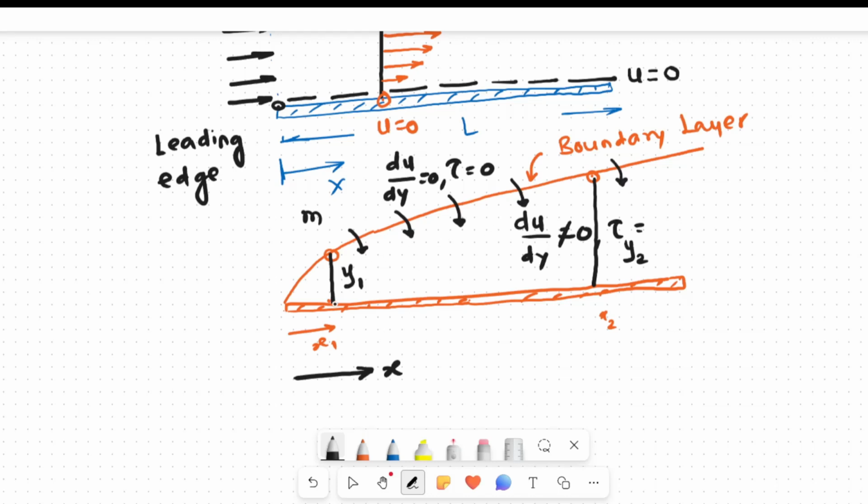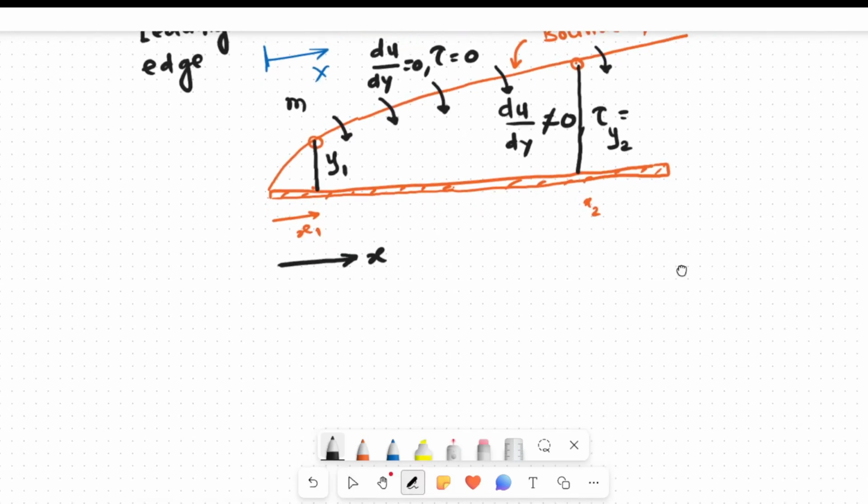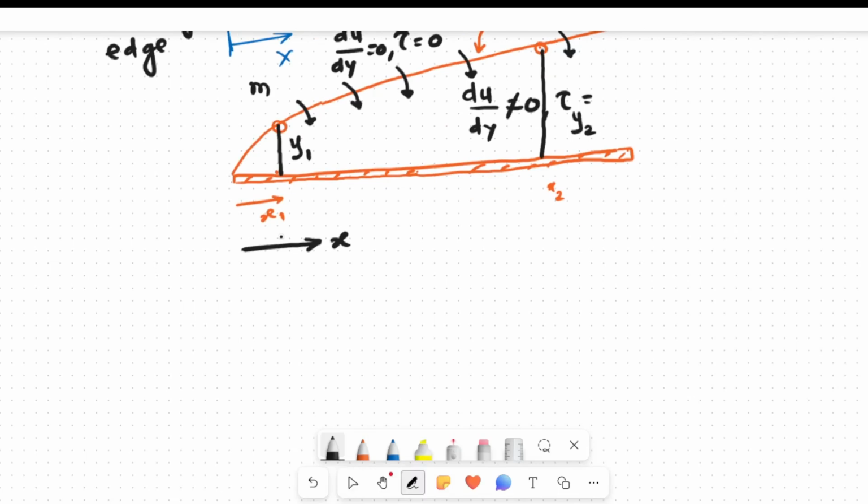So, if we talk about the boundary layer thickness, the notation is delta. Boundary layer thickness can be said to be a function of the value of x. As the value of x is increasing, the boundary layer thickness is also increasing.